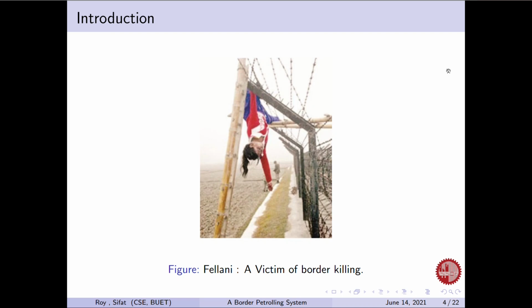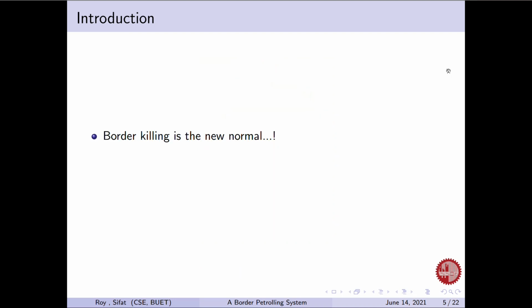From the title, you can remember Felony, right? Felony is a victim of border killing. Nowadays, in our country, border killing has become the new normal. That's why we propose a practical solution to this problem.